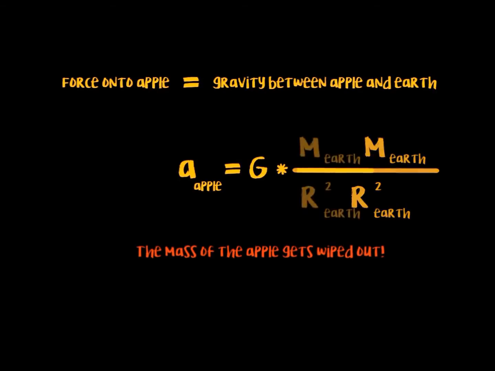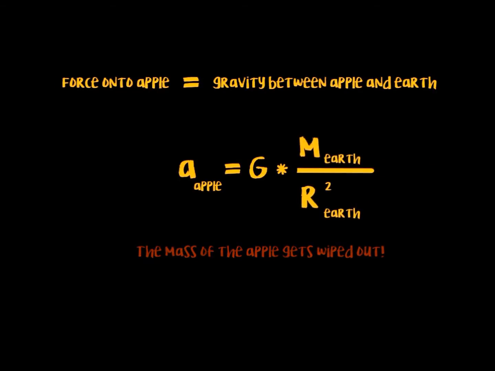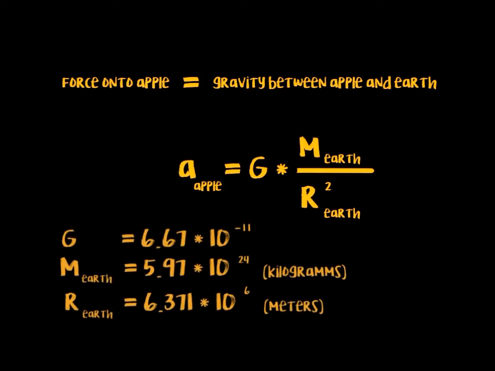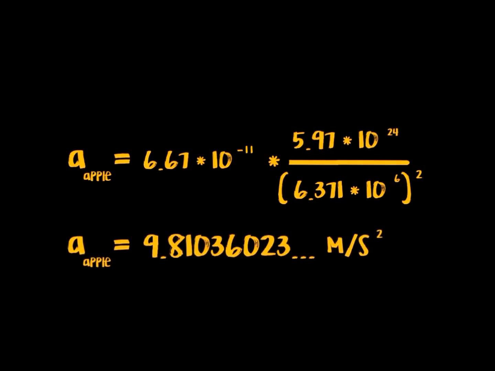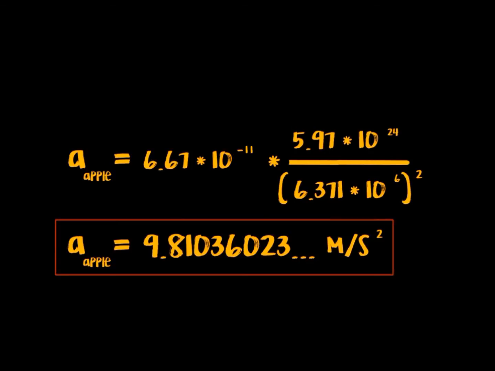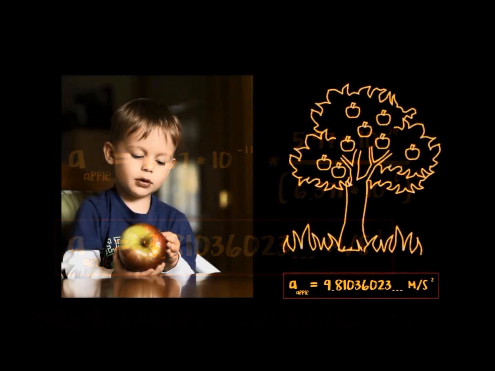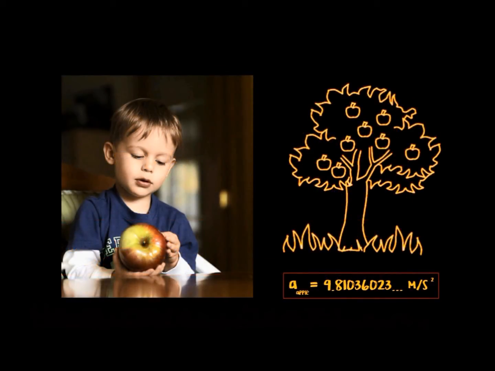Let's tidy up a bit. Now that the equation looks much simpler, we can look up the needed values and plug them in. The calculator tells us the acceleration is about 9.81 meters per second squared. That means that each second the apple gains 9.81 meters per second more speed. Or the Opel.